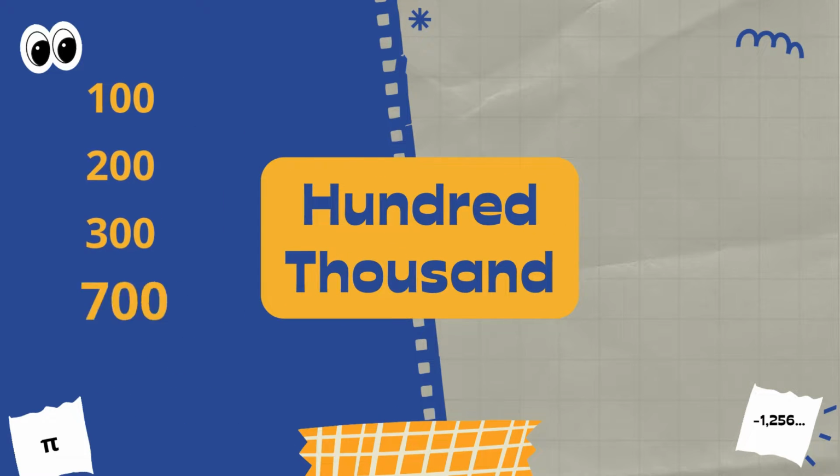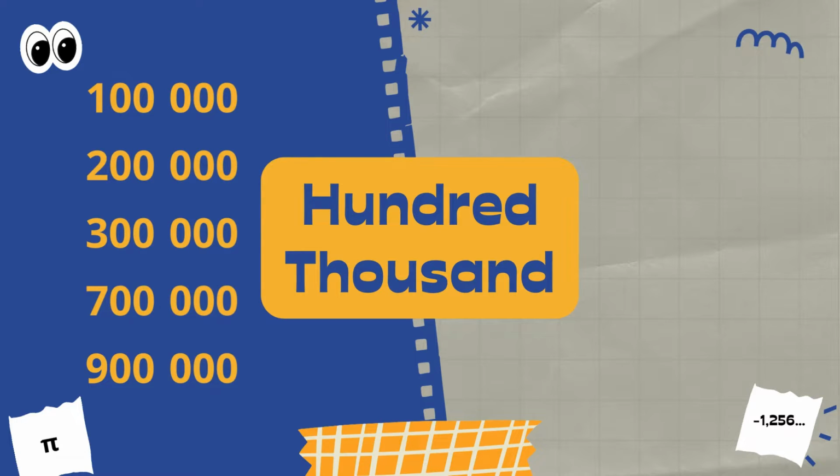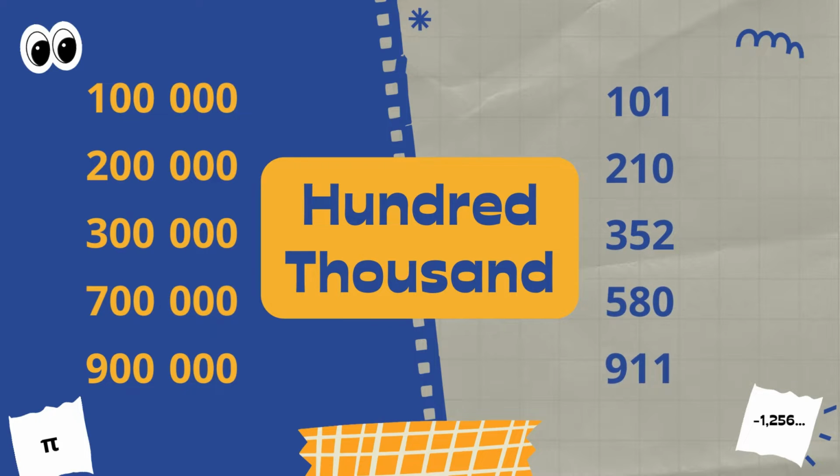100,000 numbers. You can see 100, 200, 300, 700, and 900. What do you think is next? Exactly the same drill. Adding 0, 0, 0 and counting. We have now 100,000, 200,000, and you can count the rest. It's basically the same.